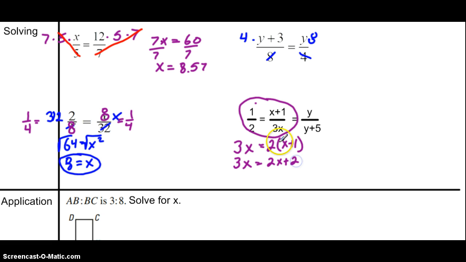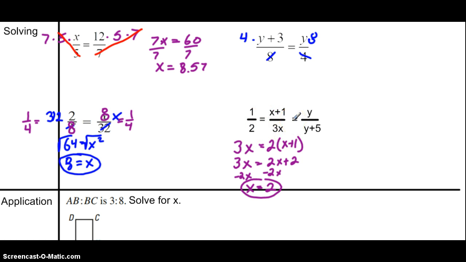If we distribute that 2 in there, we can subtract 2x from both sides, and we're left with x equals 2. And then we can go ahead and even fill that in back up here. That'll be 2 plus 1, which is 3, and 3 times 2, which is 6. So this fraction is 3 over 6, which makes sense because that is equal to 1/2.